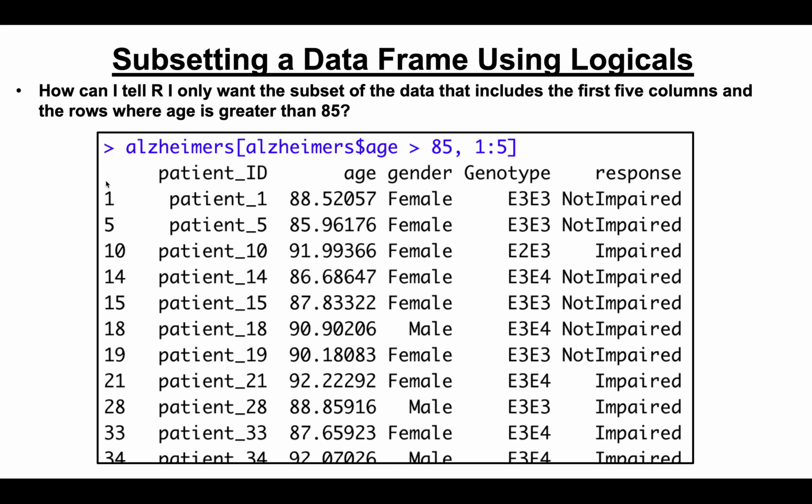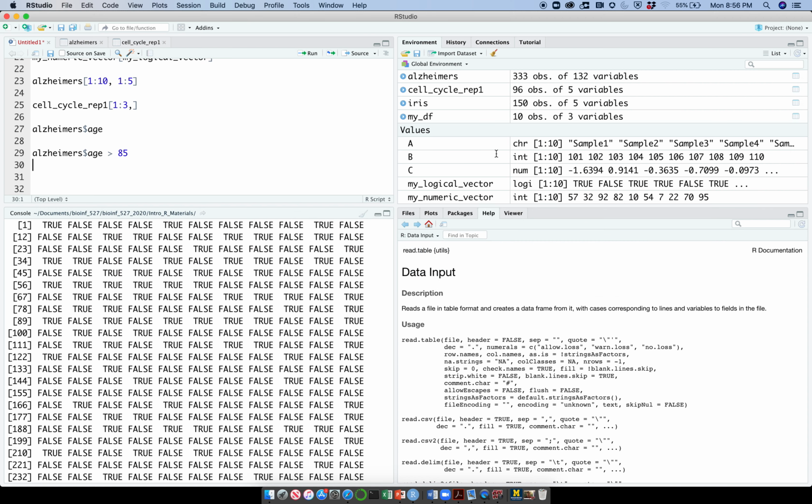We would just put it inside of square bracket notation. So here what I'm saying is I want from the Alzheimer's data frame, so I want to use square brackets, so I want to subset something. And what I want to subset out are all the rows where the age is greater than 85. This expression here contains that information in the form of logical data. And then, of course, we have to give it some columns, or we could just say nothing. In this case, I'm saying I want all the first 5 columns. All right, so let's see how that would look.